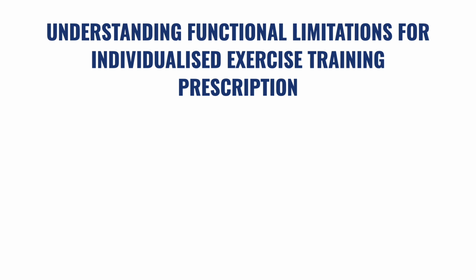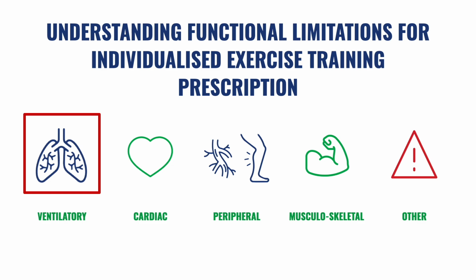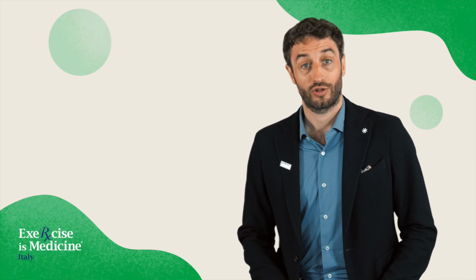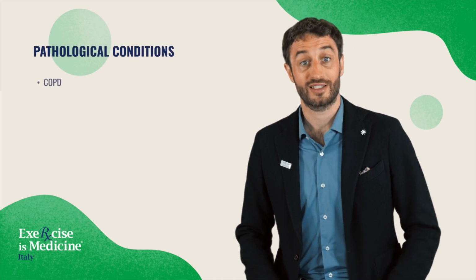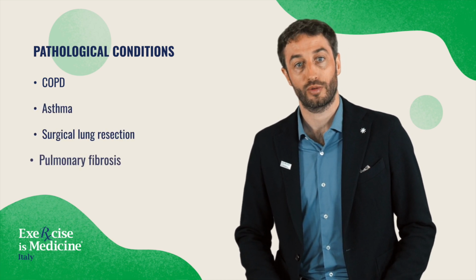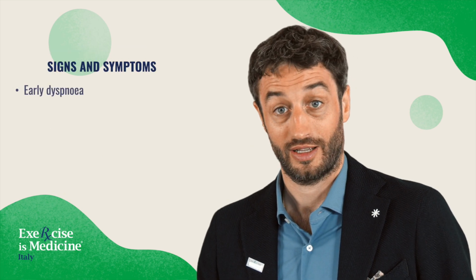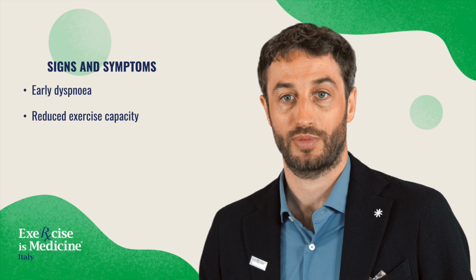There are different kinds and types of functional limitations to exercise. Some of our patients will show cardiac limitations to exercise, others peripheral or musculoskeletal limitations to exercise. However, in COPD, most of our patients will have important ventilatory limitations to exercise. There are different pathological conditions which may lead to ventilatory limitations to exercise, like, as we've discussed, COPD, but also asthma, or also patients who had surgical lung resection, pulmonary fibrosis, or COVID. Early dyspnea and reduced exercise capacity, reduced exercise tolerance are the main symptoms of these patients.